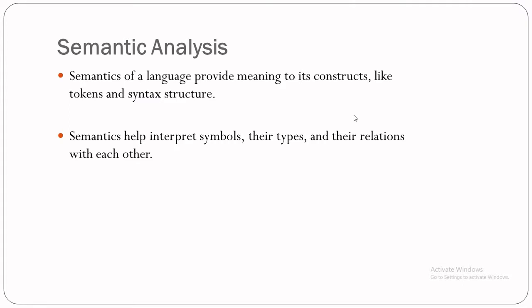Semantic analysis is a phase which comes after lexical analysis. Semantics of a language provides meanings to its constructs like tokens and syntax structures. Semantics help interpret symbols, their types, and their relations with each other. With lexical analysis, you scan the entire code and identify tokens. With the syntax analysis phase, we build a syntax tree out of those tokens. Next is checking the semantics of the particular language, like type checking, whether it has appropriate meaning or not. That is the purpose of the semantic analysis phase.